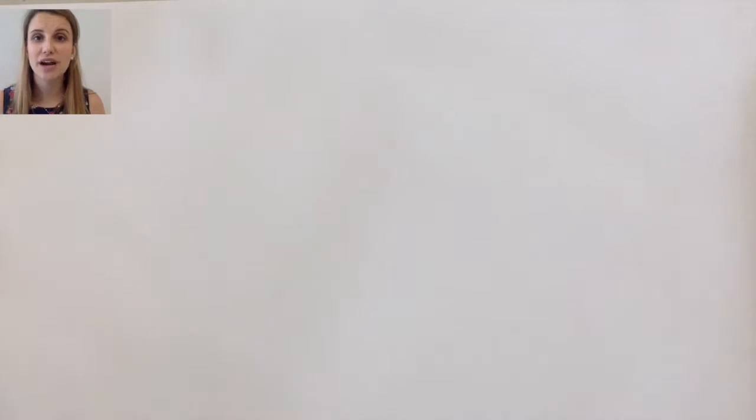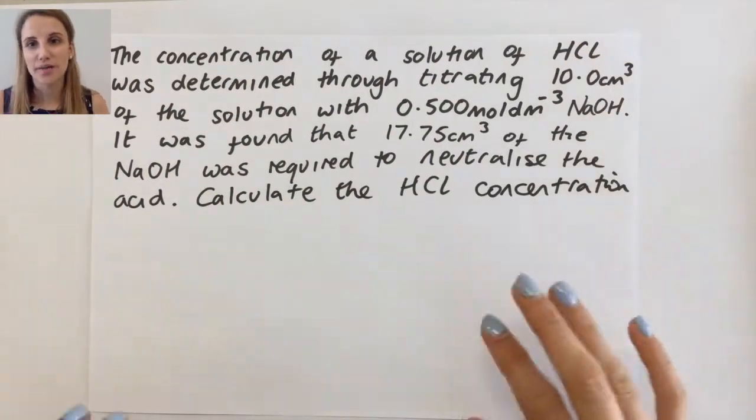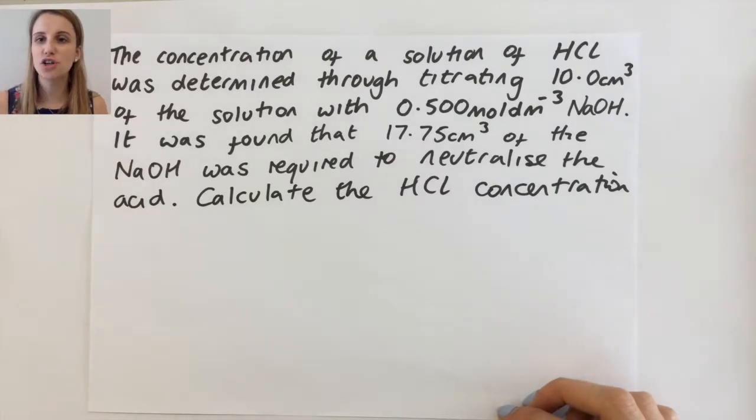We're going to go straight into a question today. Check out this number of words. The concentration of a solution of HCl was determined through titrating 10 centimeters cubed of the solution with 0.5 moles per decimeter cubed NaOH. It was found that 17.75 centimeter cubed of the NaOH was required to neutralize the acid.